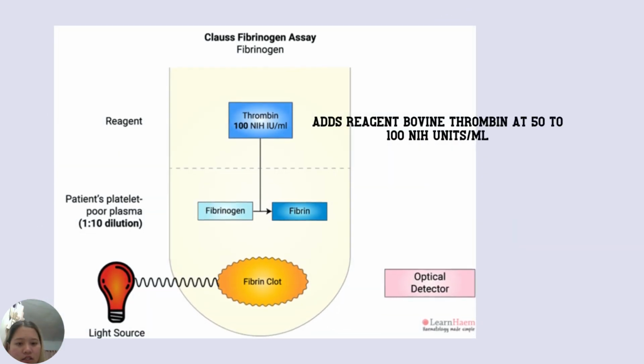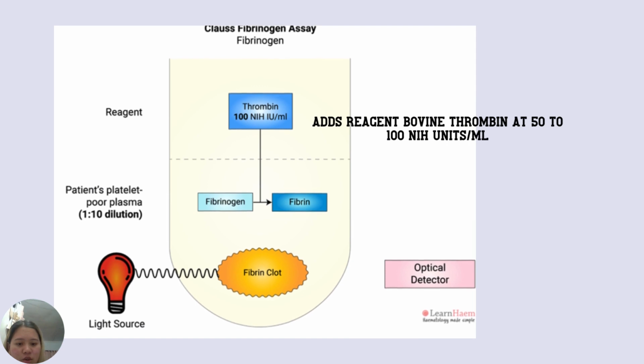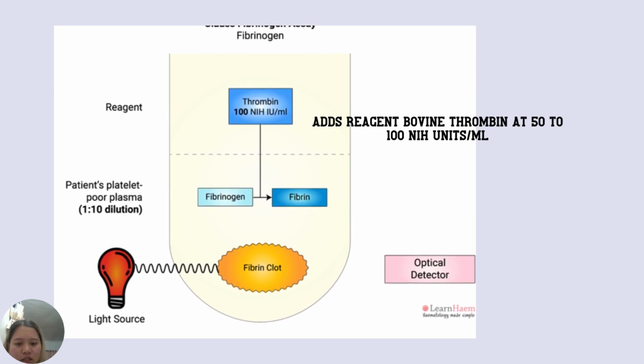As you can see in the illustration, the patient's platelet-poor plasma is diluted 1:10 with Owren buffer, and this diluted specimen is added to reagent bovine thrombin at 50 to 100 NIH units per ml, converting fibrinogen to fibrin.